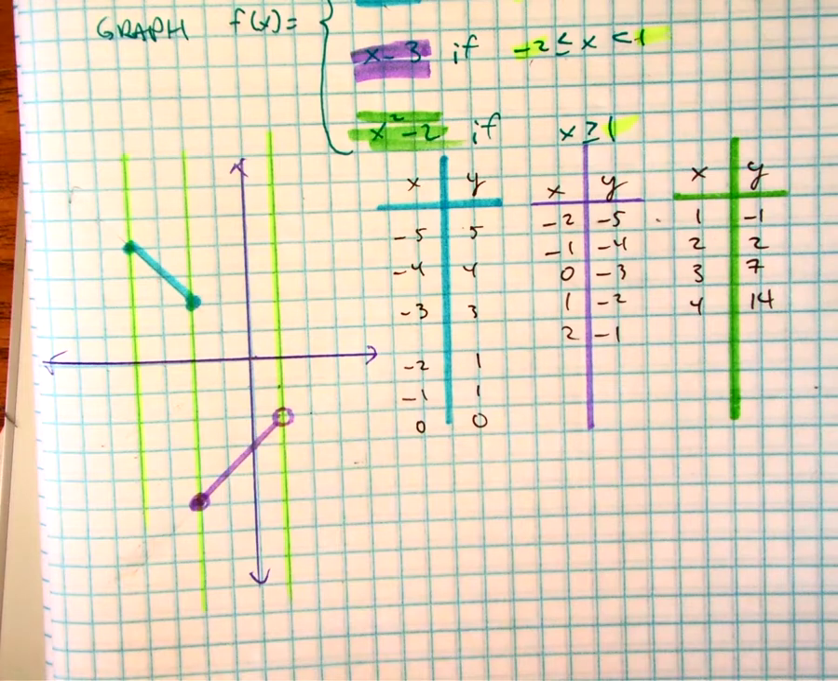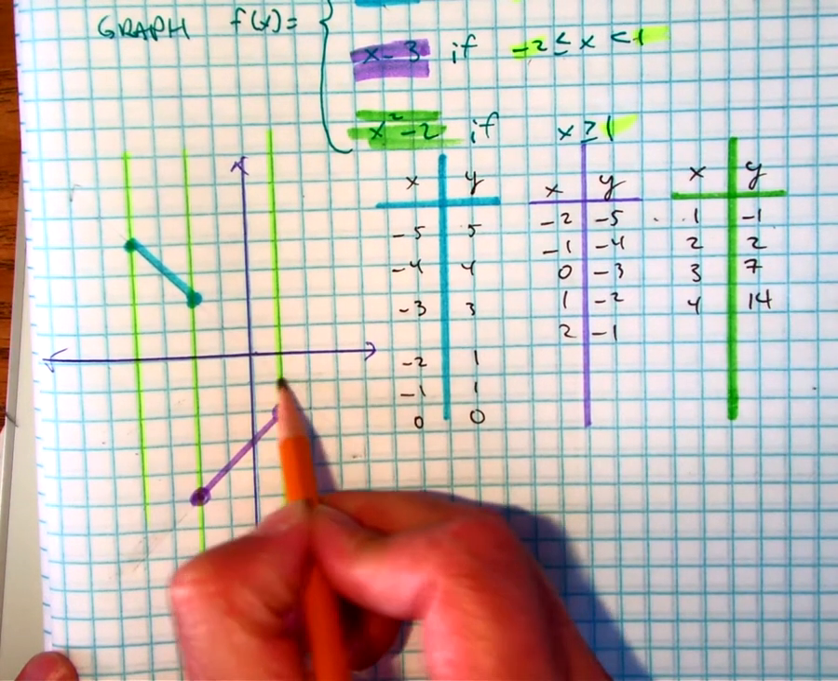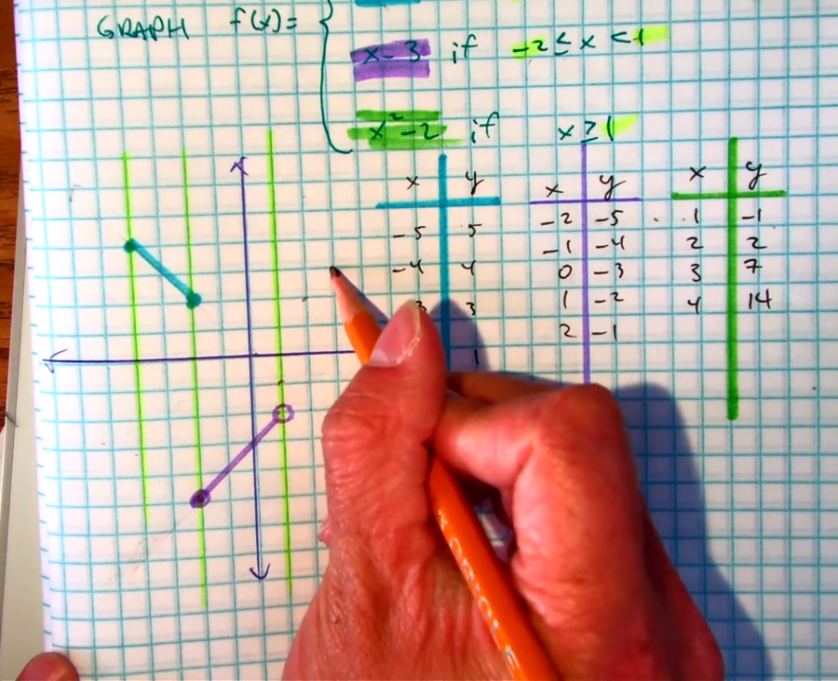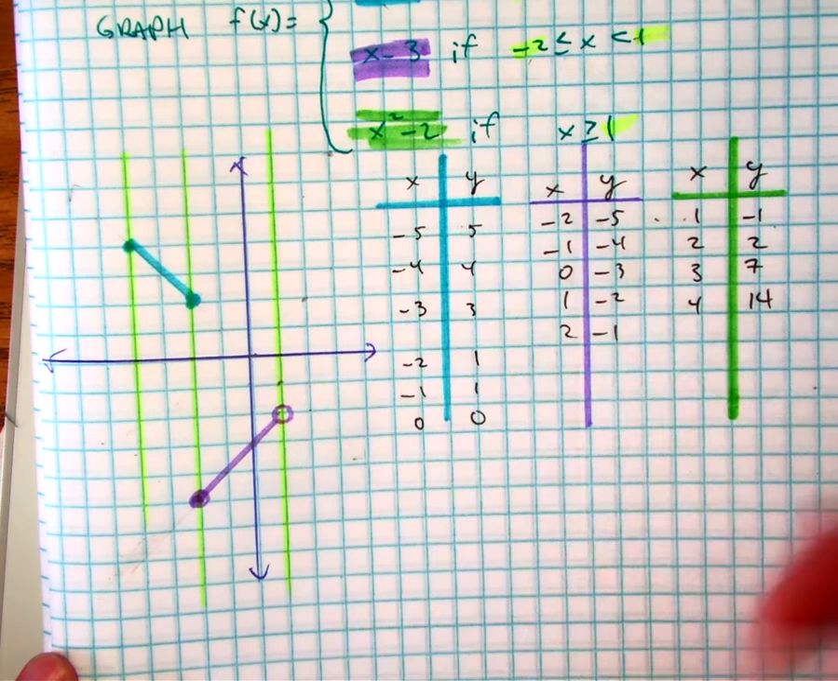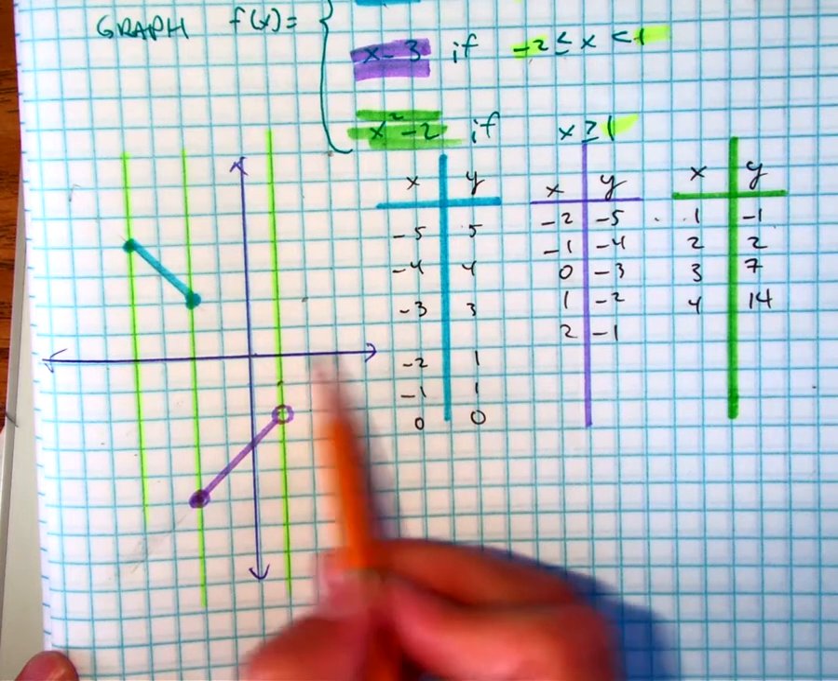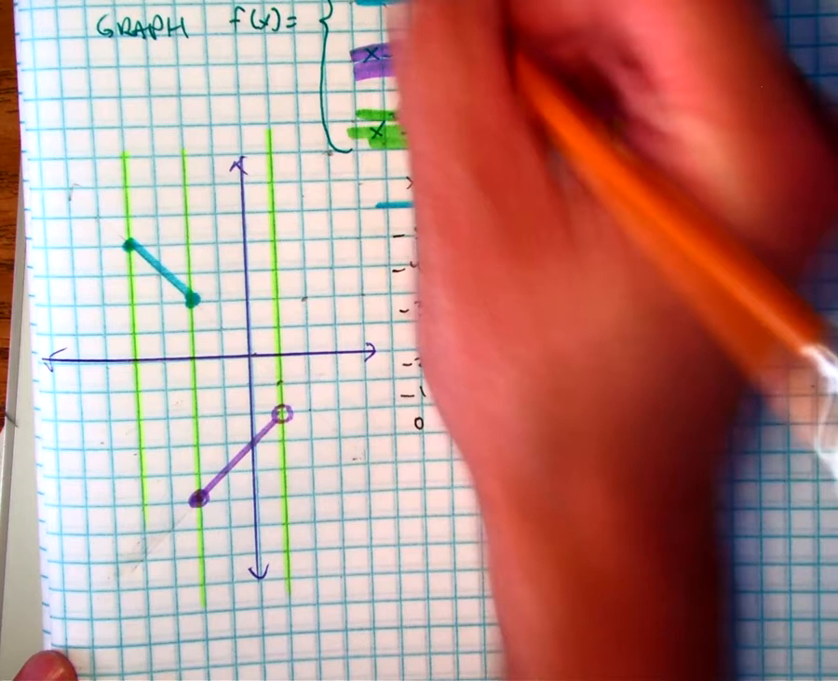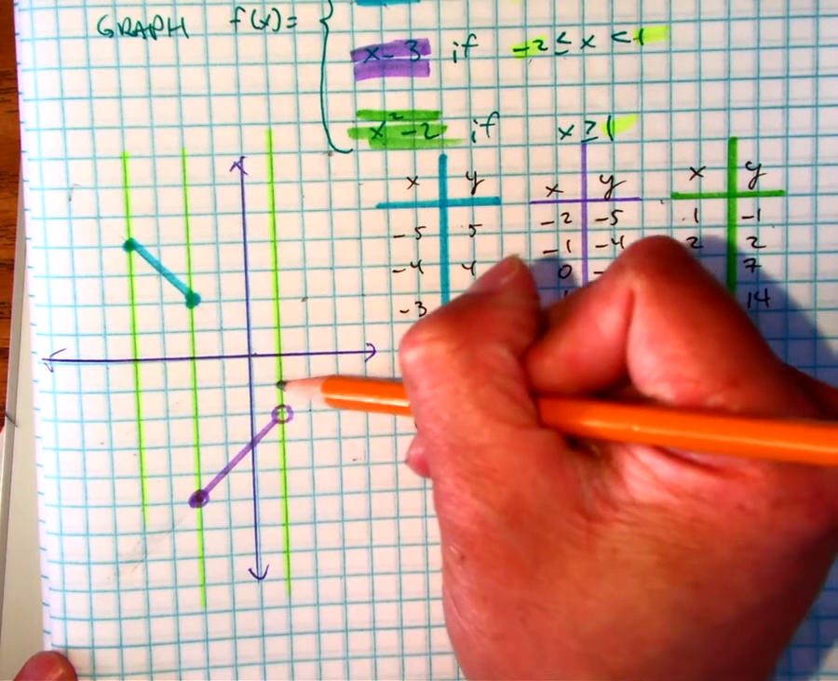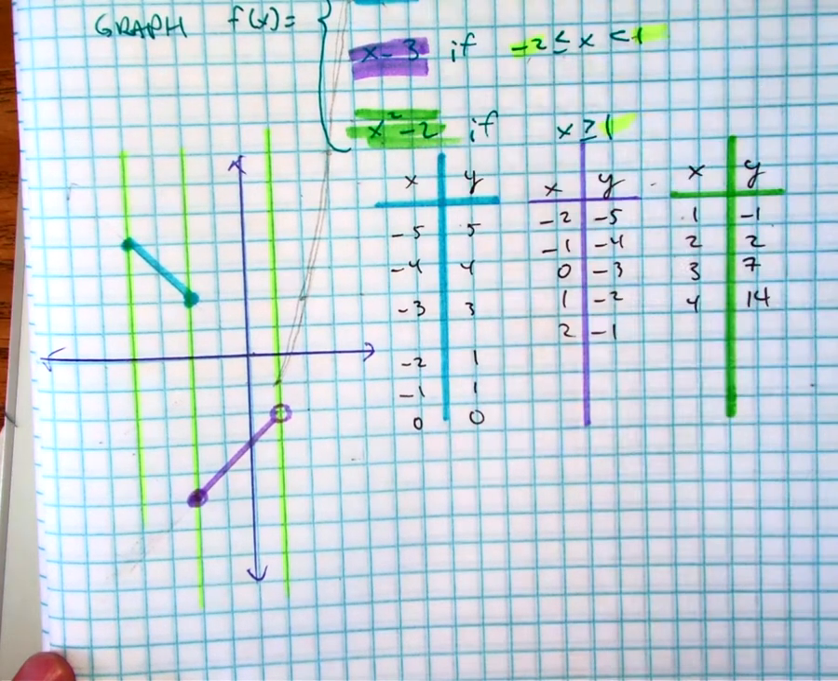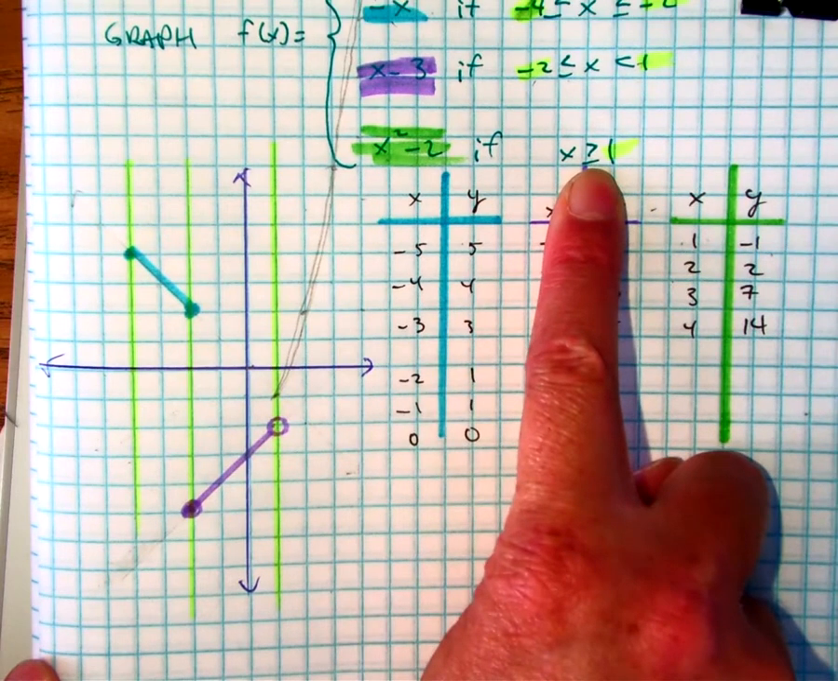And the last piece is a quadratic. So 1, -1, 2, 2, 3, 7, and 4, 14. So something really high. What? 2, 3, 4. 2, 4, 6, 8, 10, 12, 14. Something really high up there. So my graph's probably going to look something like this. We did that one in green. Open or closed circle? Closed.